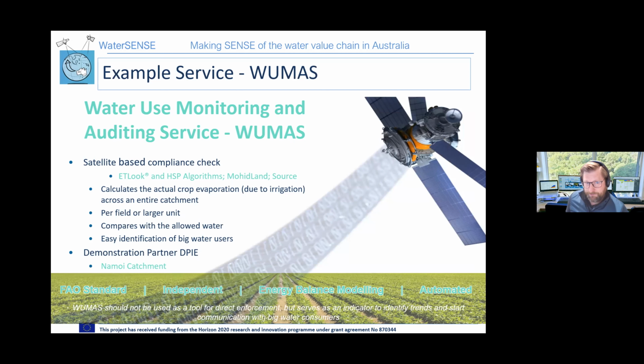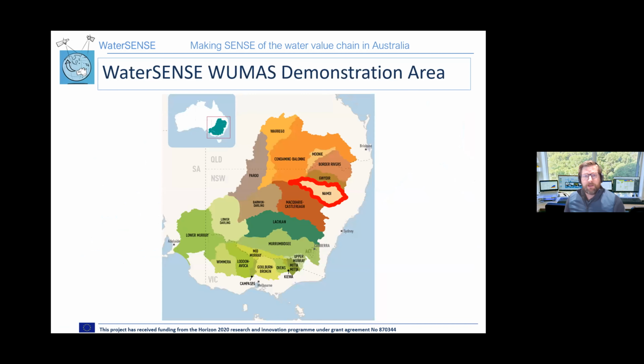So at the moment, the demonstration is in the Namoi Basin, or the Namoi catchment of the Murray-Darling Basin, which I hope everybody knows is the largest basin in Australia. On the top left there, you can see Australia and the Murray-Darling Basin. And then zooming in further, the Namoi is a fairly significantly large catchment in that basin. So that's our demonstration area.